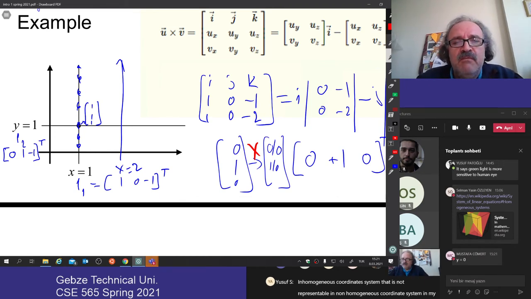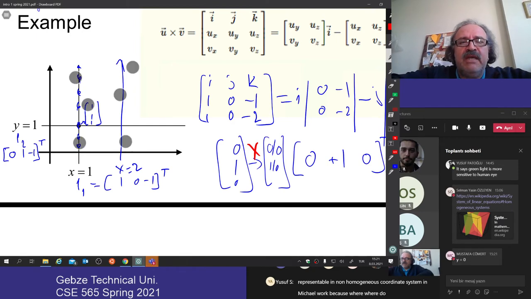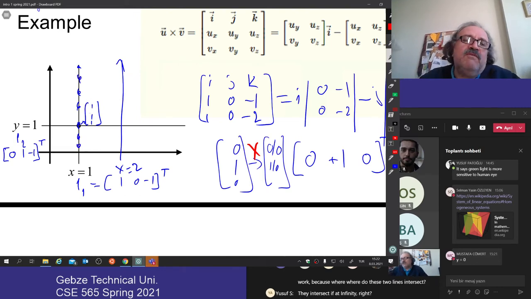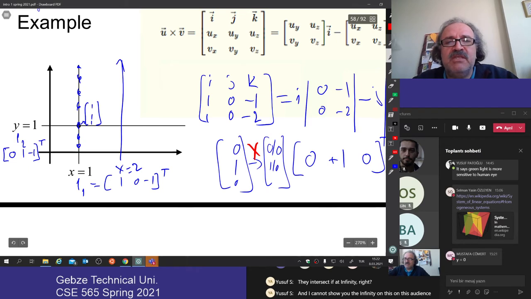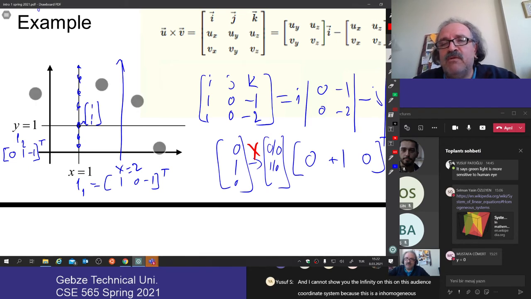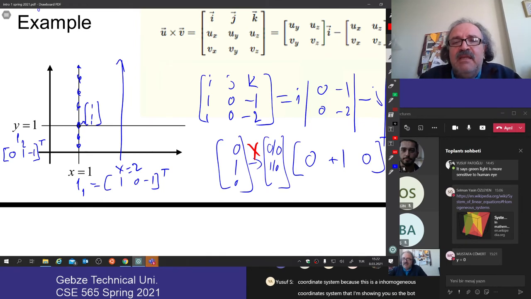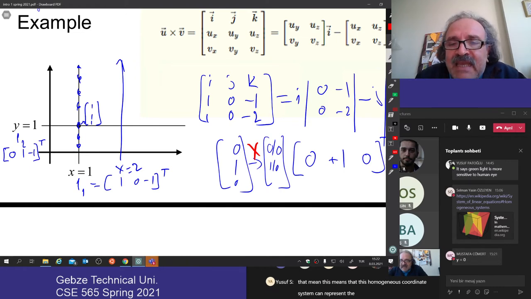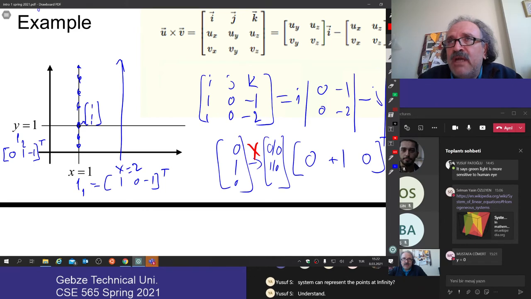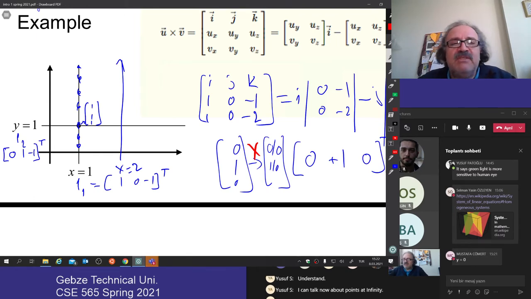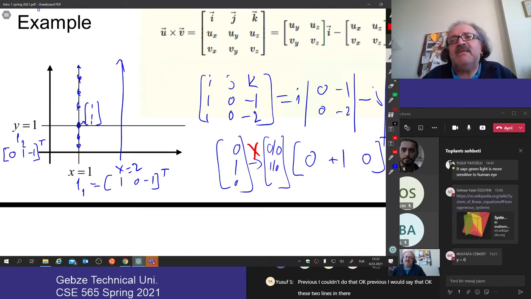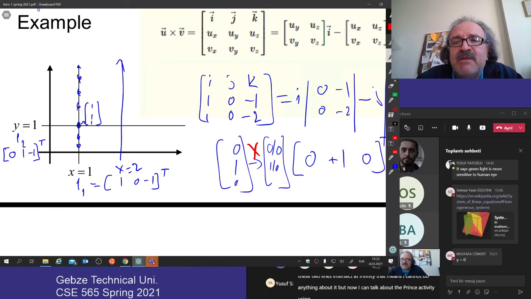In my world, where do these two lines intersect? They intersect at infinity, right? And I cannot show you the infinity on this coordinate system, because this is an inhomogeneous coordinate system that I am showing you. So what does that mean? This means that this homogeneous coordinate system can represent the points at infinity. Understand? I can talk now about points at infinity. Previously, I couldn't do that. I would say that these two lines intersect at infinity, which means I cannot do anything about it. But now I can talk about the points at infinity using our mathematical expressions.